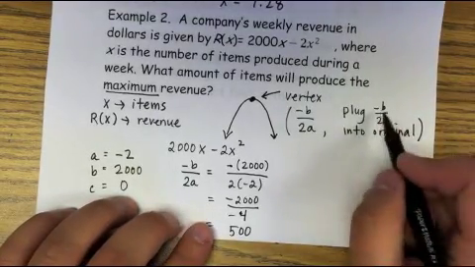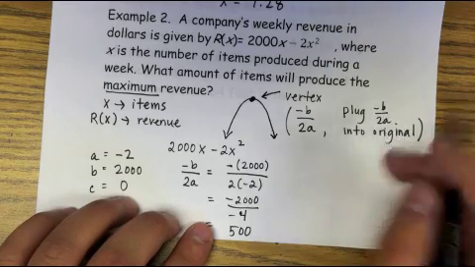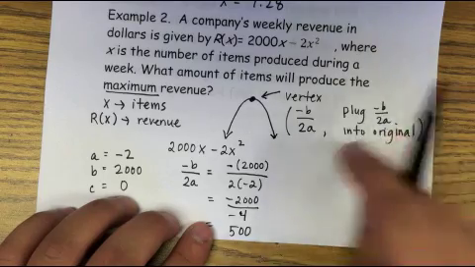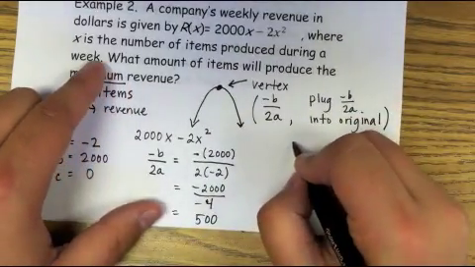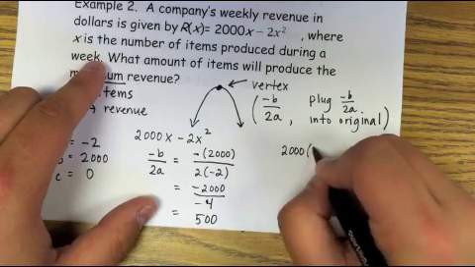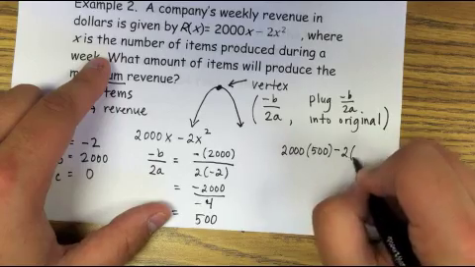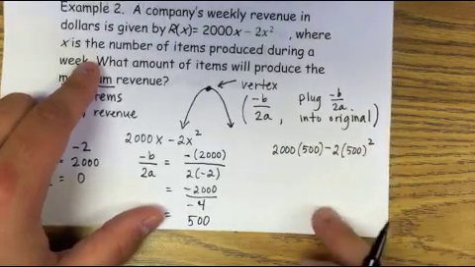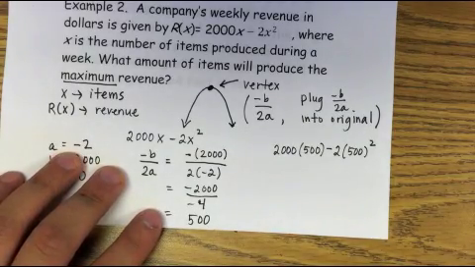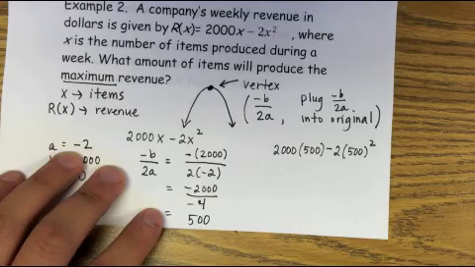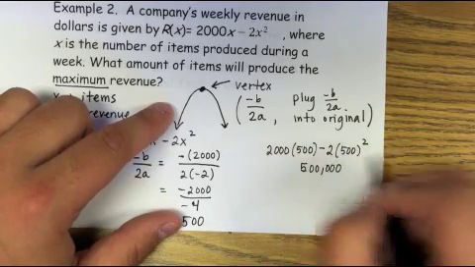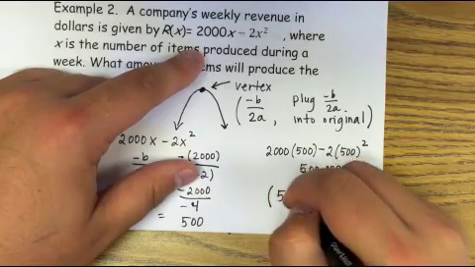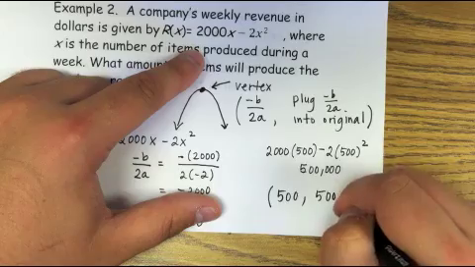Now we need to get the other part of the vertex. So we're going to plug negative b over 2a into the original. Here's the original equation, here's x. So here we go. We've got 2,000 times 500 minus 2 times 500 squared. When you plug all that in, what answer do you get? We get 500,000. So the vertex of this thing, or the maximum of this thing, is this.